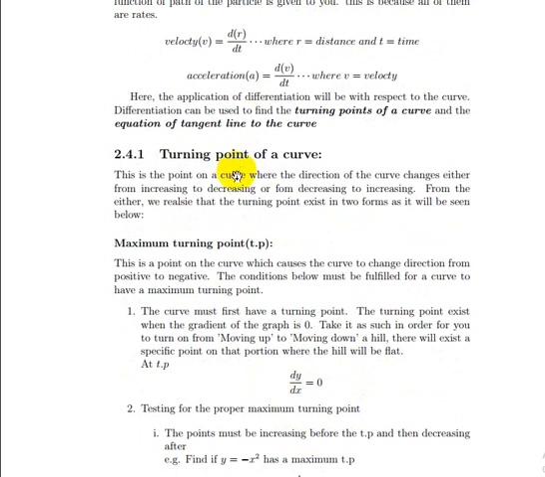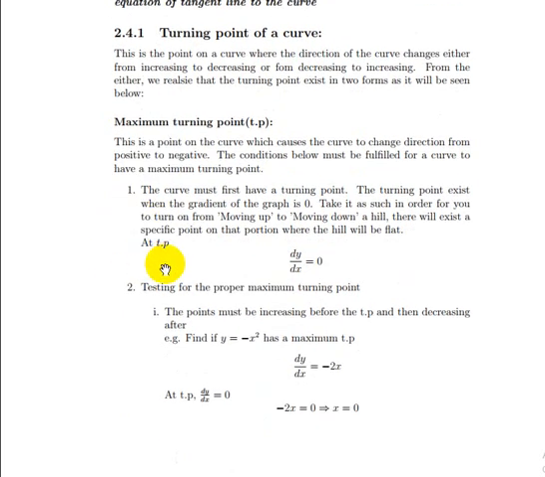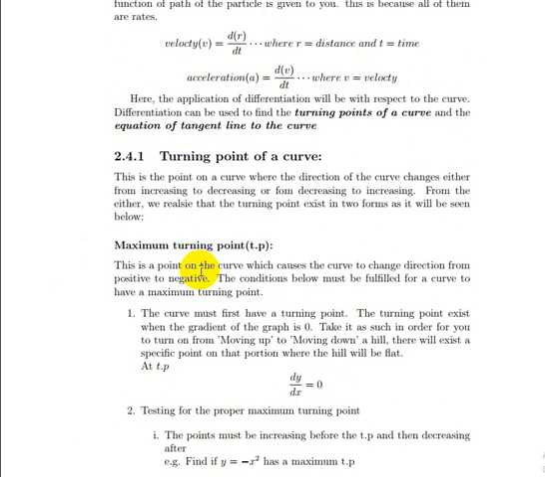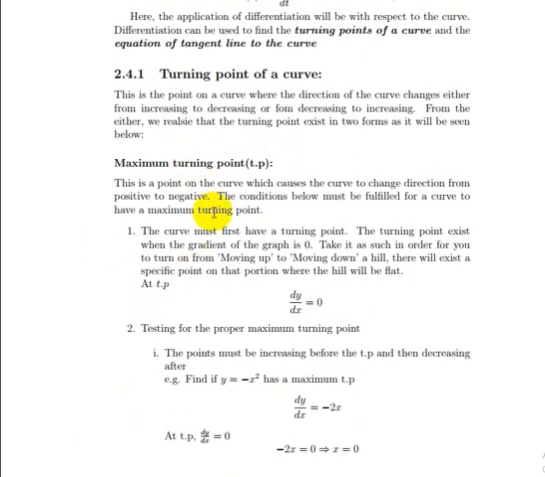So first thing is to note the definition of turning point. The turning points are any point of a curve which is neither increasing nor decreasing but having a steepness of dy over dx equals 0. Now there can exist two types of turning points. You can have a maximum turning point, or you can have a minimum turning point. Now several questions are going to ask you to find if a curve has a maximum turning point or a minimum turning point.